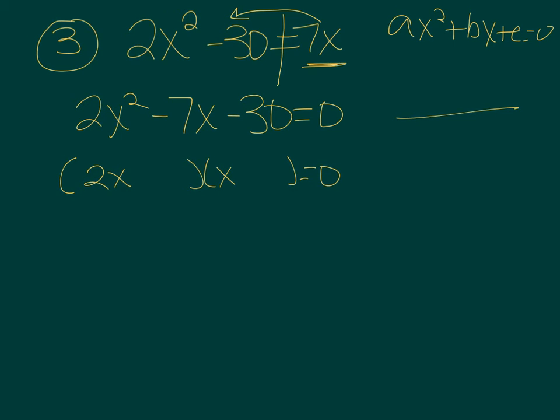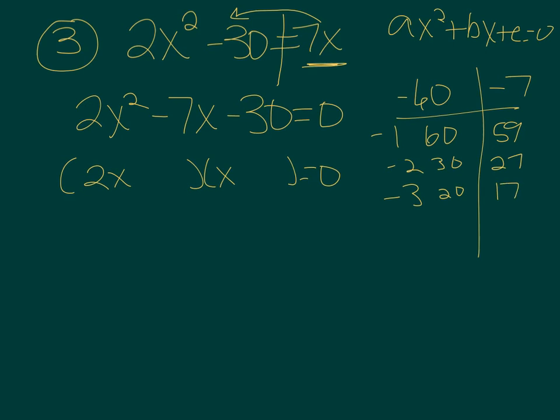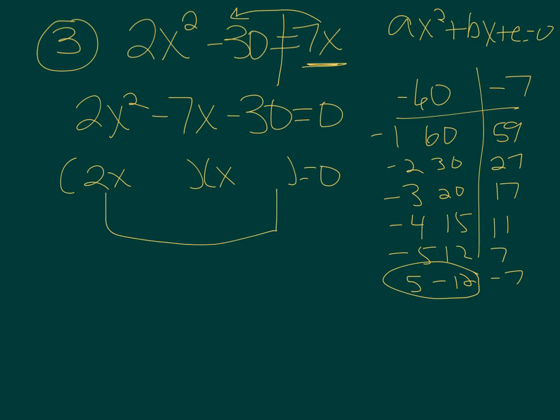All right, so a times c is negative 60, and I want to add up to negative 7. All right, now that's the opposite. Okay, so here's my 2. All right, which one will 2 go into? That'll go into negative 12. So the 5 goes there. And then 2 times what equals negative 12? So that's a negative 6.